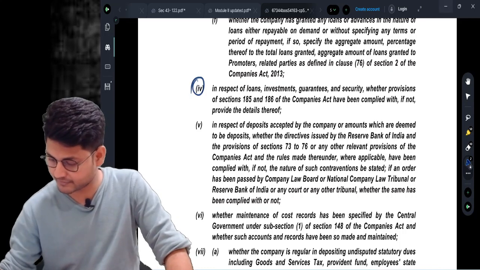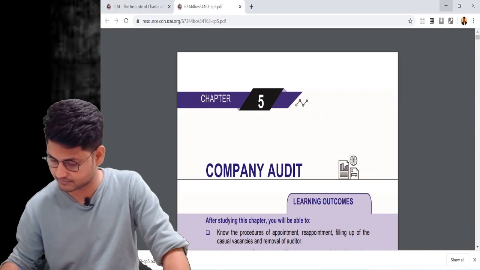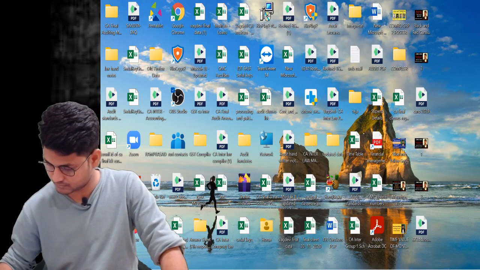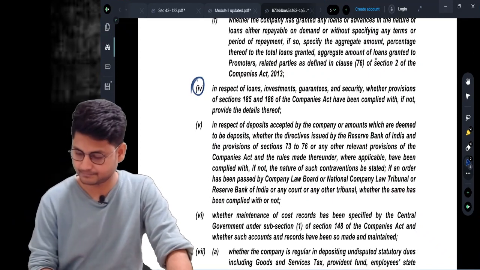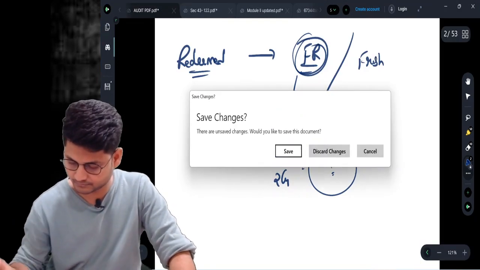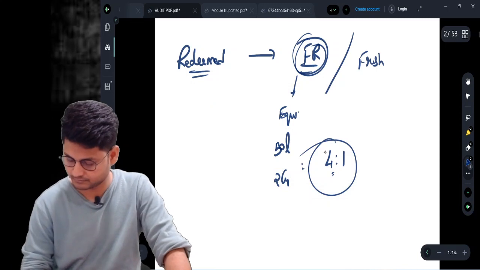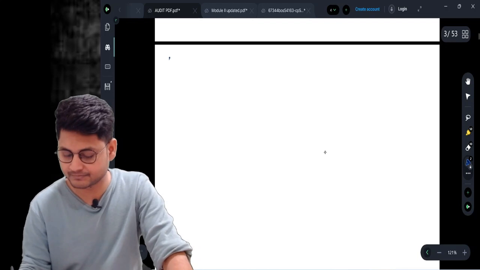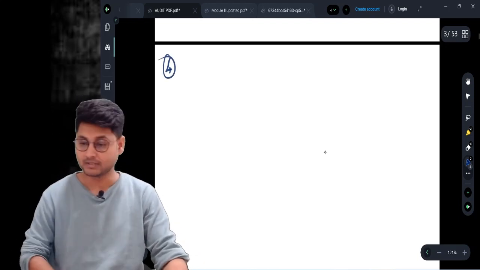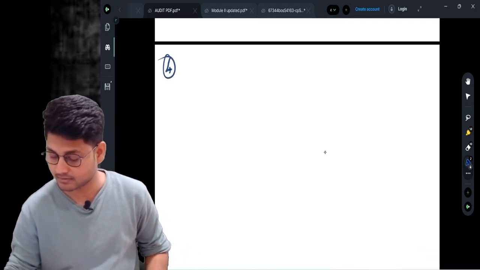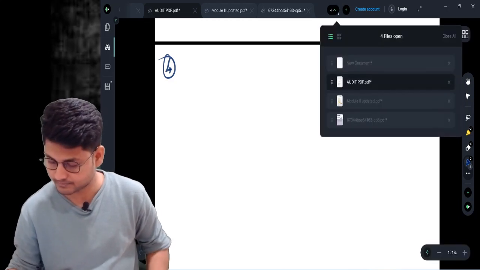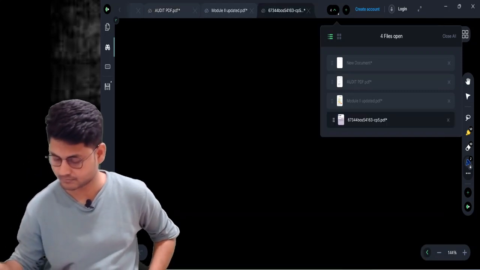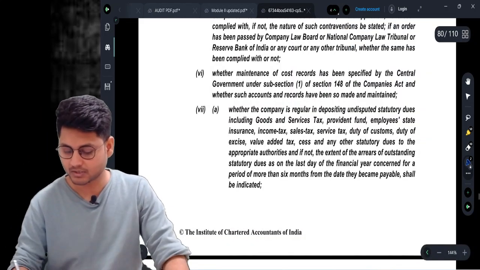Let me open this PDF also where I can write my notes. Okay, done. So, this is clause number 4 I am writing now. Let's have a quick look into clause number 4.